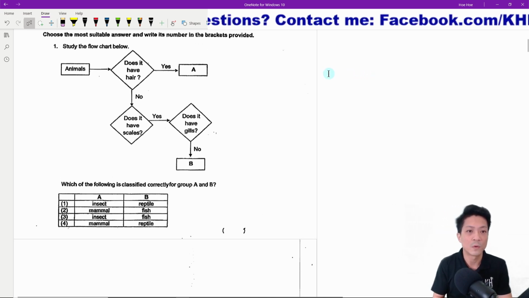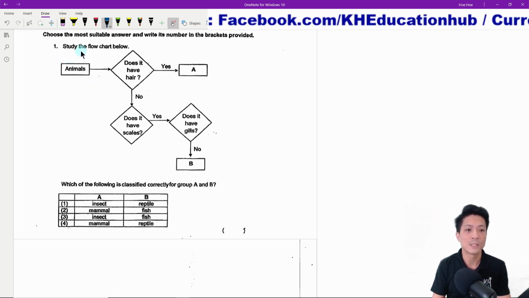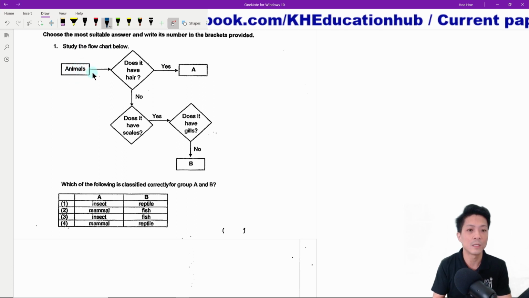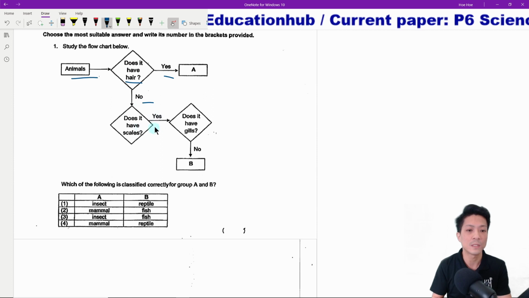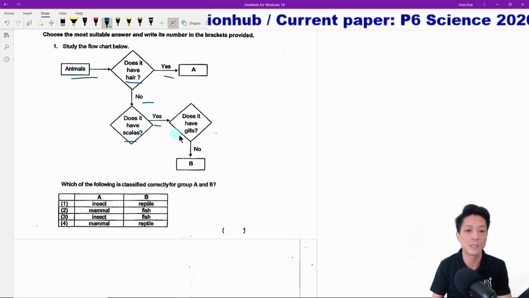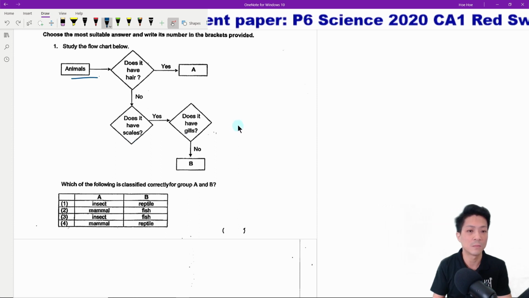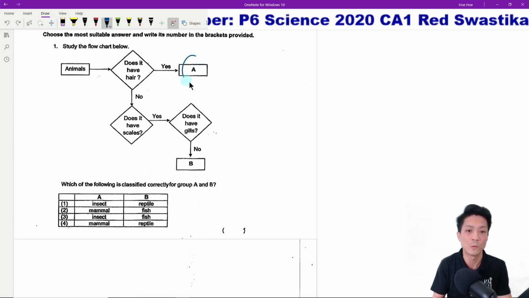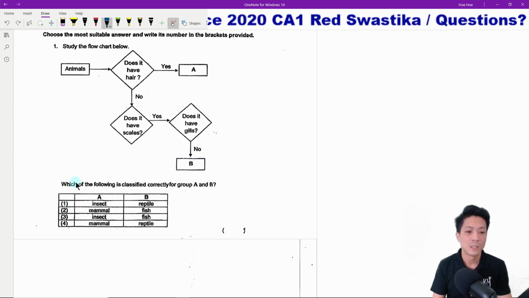Let's start from question 1. Okay, question 1, study the flow chart below. So animals, and then does it have hair? Yes and no. And then does it have scales? Yes. And does it have gills? No. Okay, and then the flow chart will flow into animal A and animal B. So which of the following is classified correctly for group A and B?